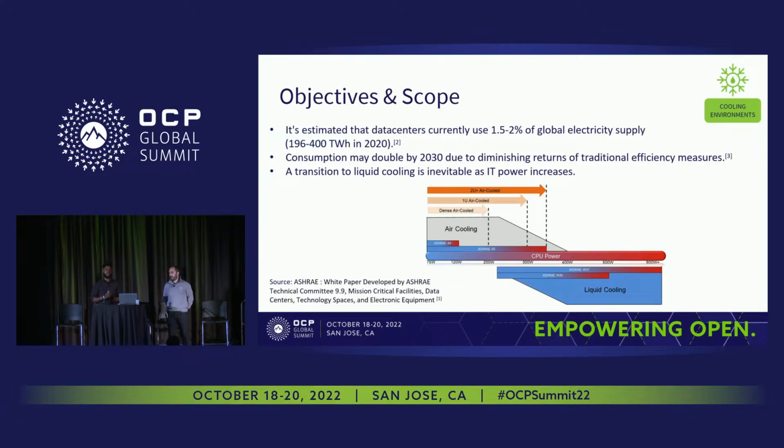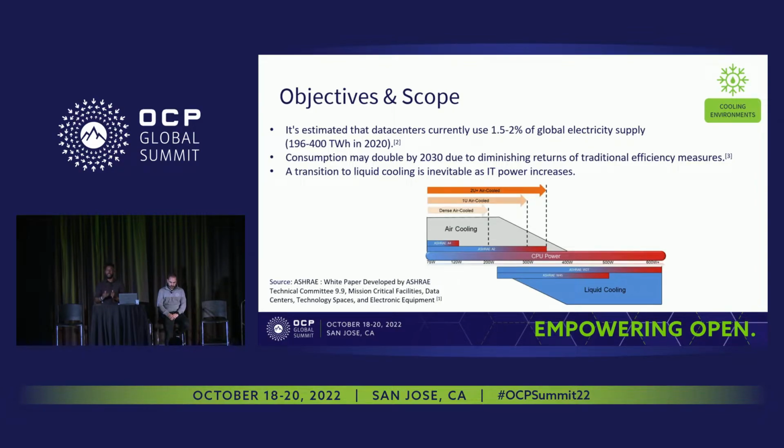In terms of the objectives and scope, first we just wanted to land the purpose for this. You would have seen a lot of these statistics in other presentations, especially yesterday or over the last 2 days. Data center power consumption was just 1.25 to 2% in 2020, and it's grown since then. The current trends show it at least doubling by 2020, perhaps even tripling by some estimates. To meet this consumption, we're going to have to switch to liquid cooling.